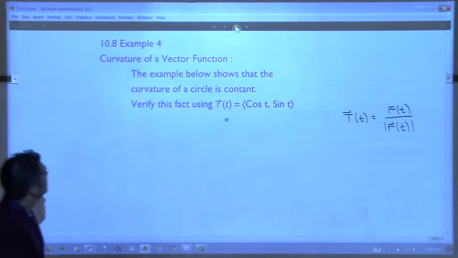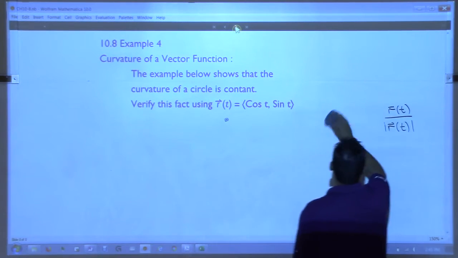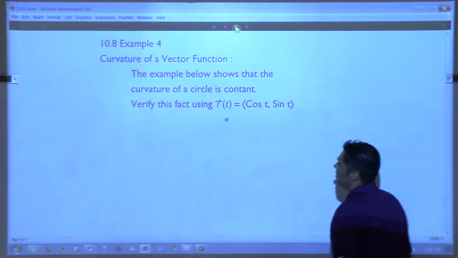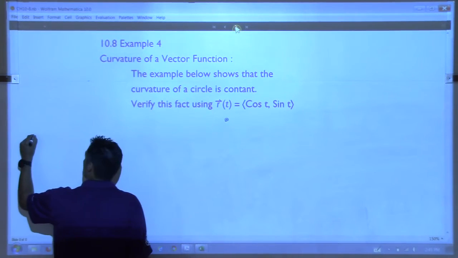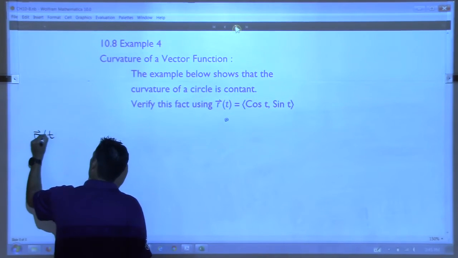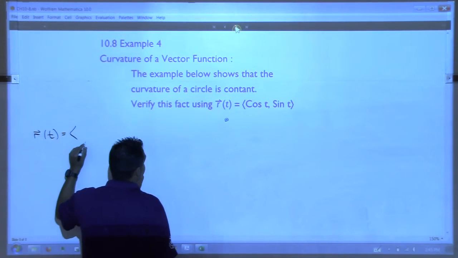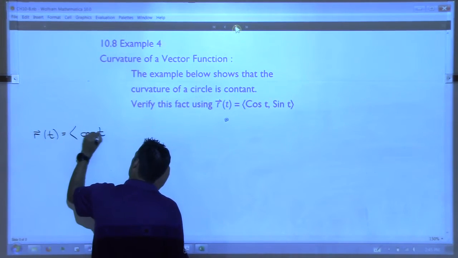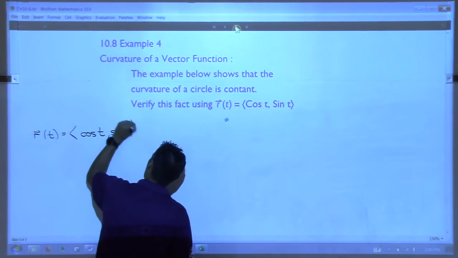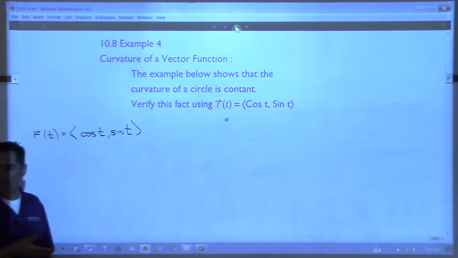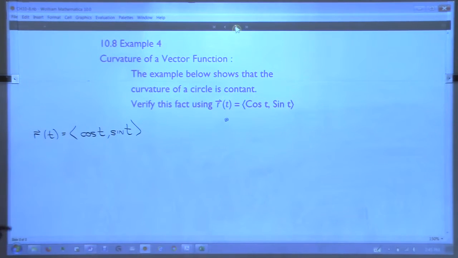All right, here's our first very basic example. We're taking r of t equals cosine t, sine t, which is our unit circle. Any idea what the curvature of this would be? It's going to be a number. Do you think the number is going to change as we move along this curve? No, it should be the same, because the circle always has the same curvature. So our answer should just be a fixed constant. Let's see if that happens.